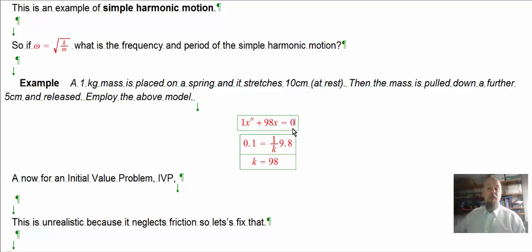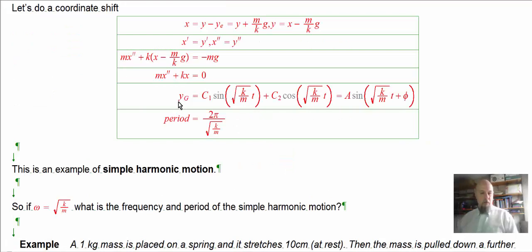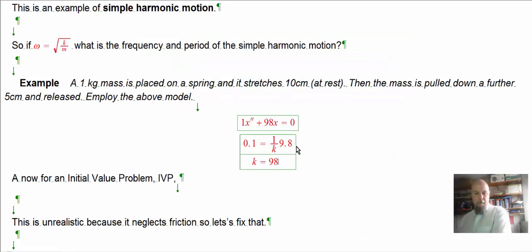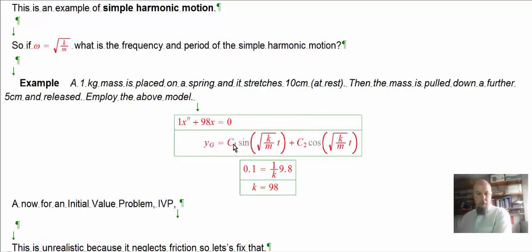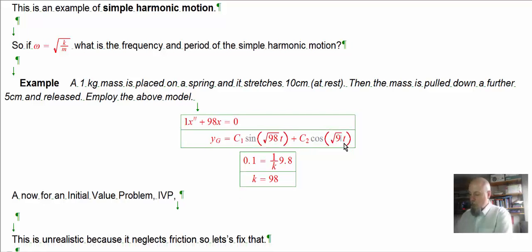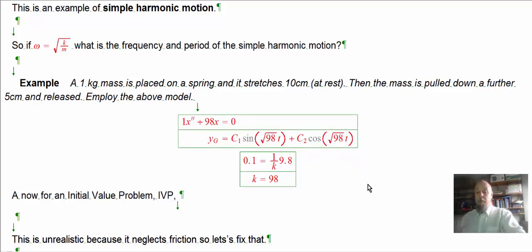Now I could look at it as a linear second order constant coefficient differential equation, and I can solve it the normal way, but I already know what the solution is. I'm just going to grab this one here. I know that k is 98 and m is 1. So I also know that the period is 2 pi divided by root 98. I just need to know the constants. How do I get the constants?